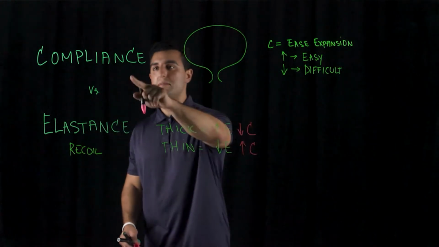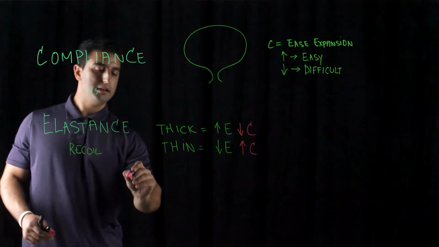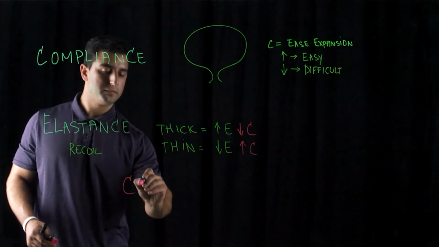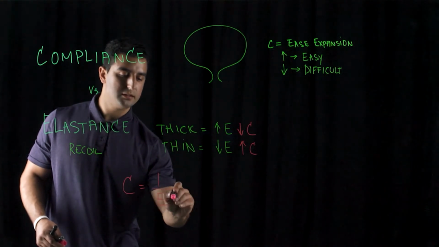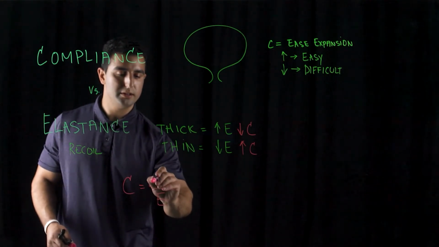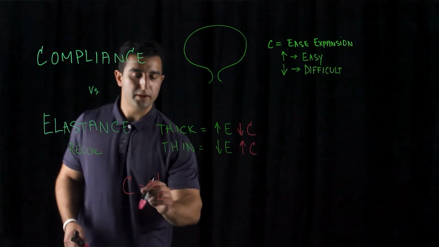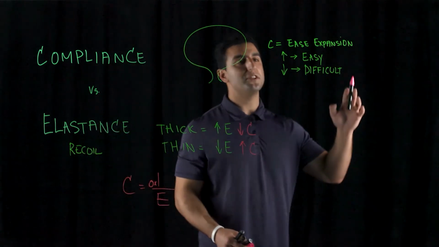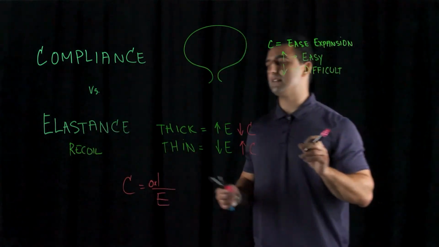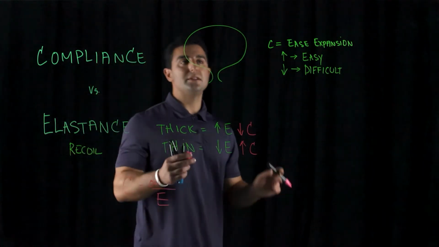Based off of this assumption, we can make an equation showing that compliance is inversely proportional to elastance, with a constant C or something. They're inversely proportional to each other. So when compliance goes up, that's probably because the elastance went down. There's this inverse proportion related to these problems.